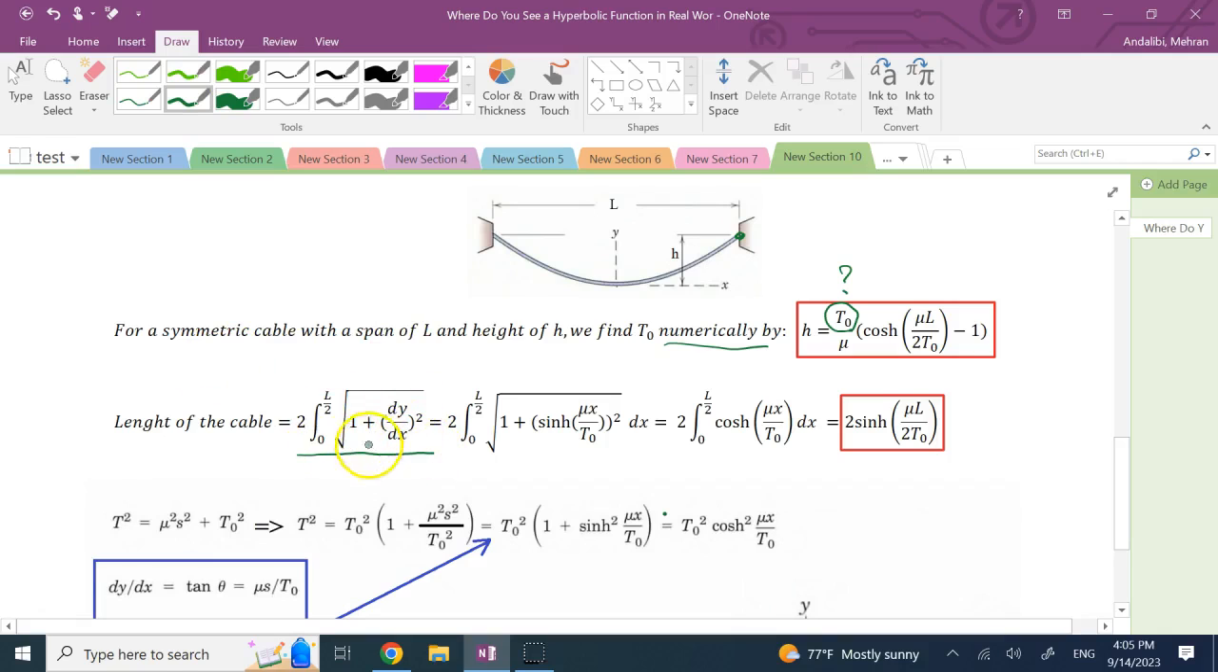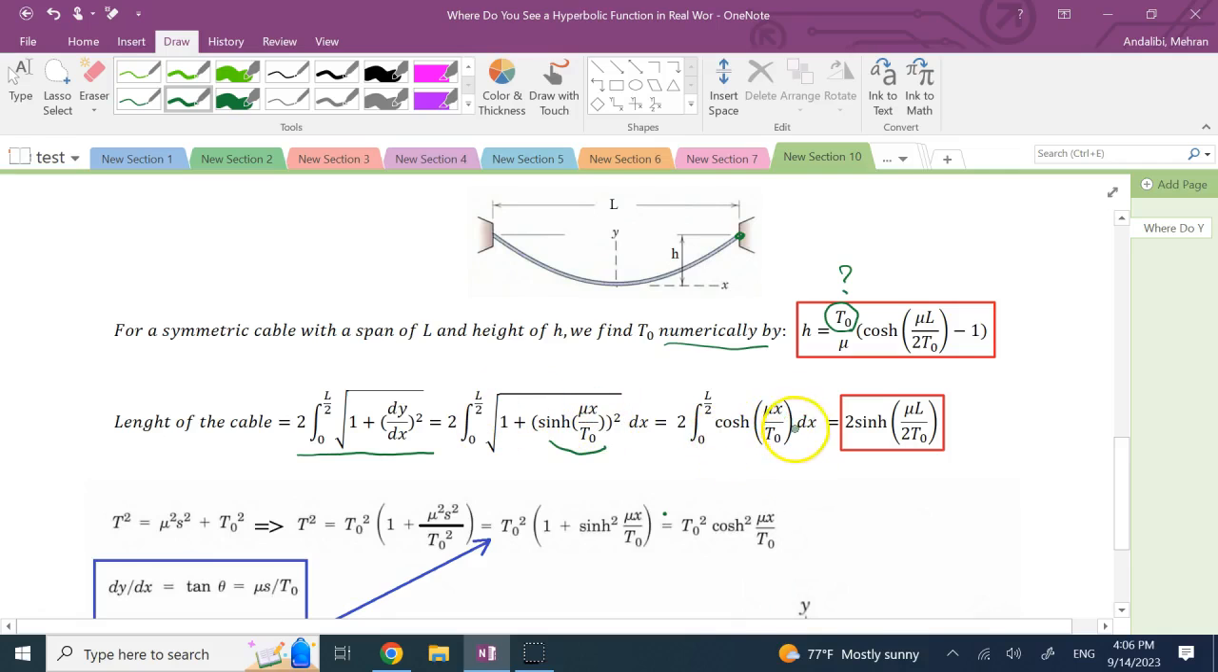Still, this equation is valid. This is always valid as long as it's symmetric. And now for this derivative of y versus x, remember it was p, it was the sine hyperbolic function. So I plug it in, and you know 1 plus sine hyperbolic squared is a cosine hyperbolic squared. Under a square root it just becomes cosine hyperbolic.